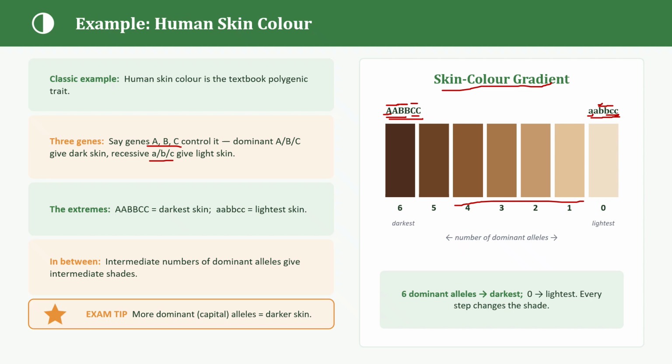So many shades of skin color are produced instead of just dark and light colors. So what is the important concept in this? The phenotype depends upon the total number of dominant alleles and not on any single gene. You should remember this. And also the phenotype reflects the contribution of each allele, which means the effect of every allele is additive. So from the exam point of view, what we should remember: more dominant alleles, darker skin color, and fewer dominant alleles, lighter skin color.